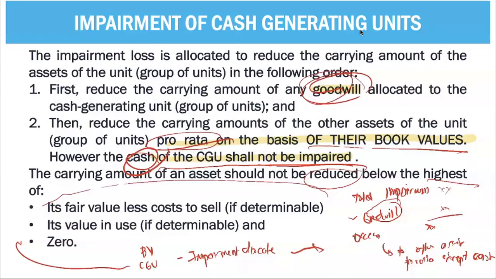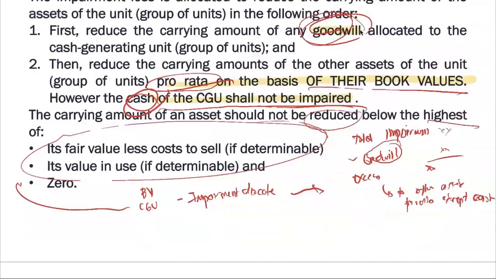Normally, this will only come out based on your theories, but soon when you go to intermediate accounting, you will learn how to apply this higher between FVCLTS, value in use, and zero in case of CGU. Okay, impairment of CGU, the total impairment, first to goodwill, then the excess to other assets except cash.